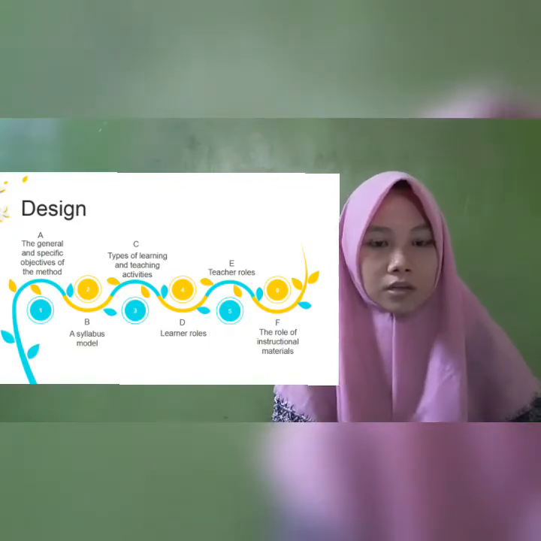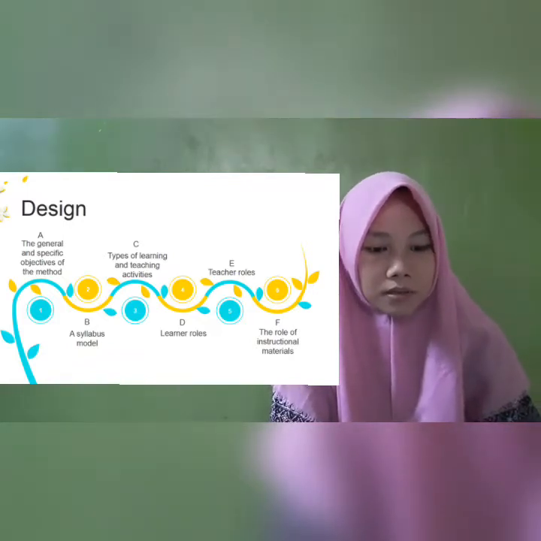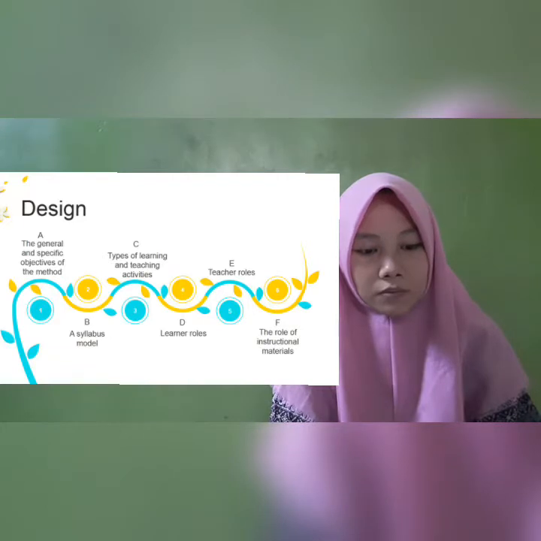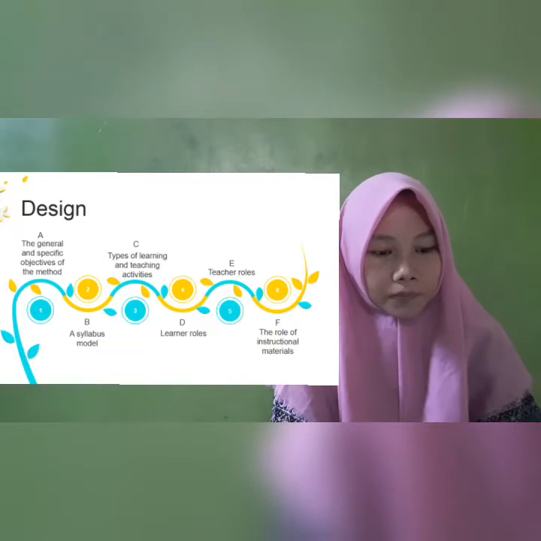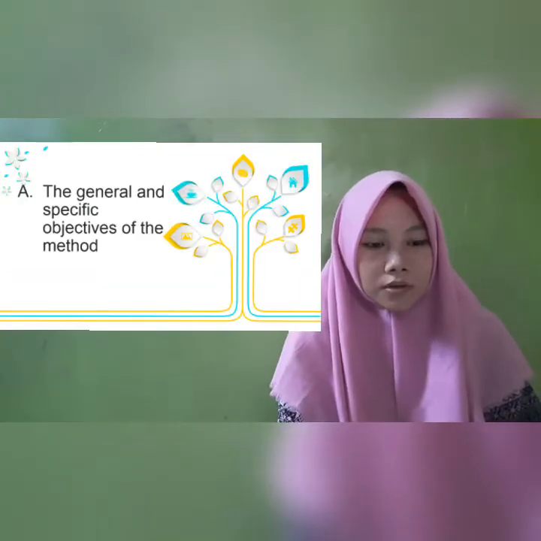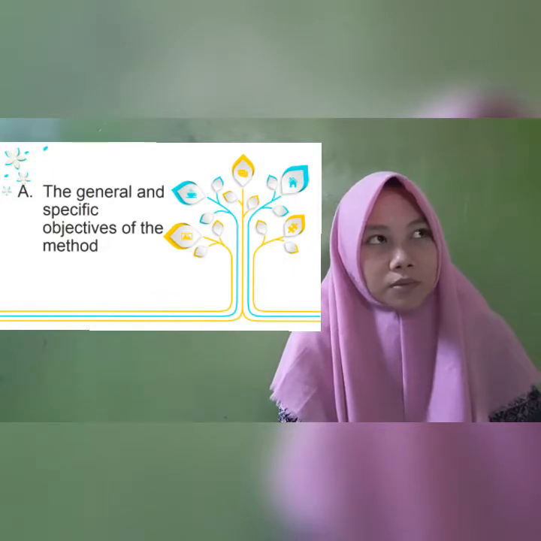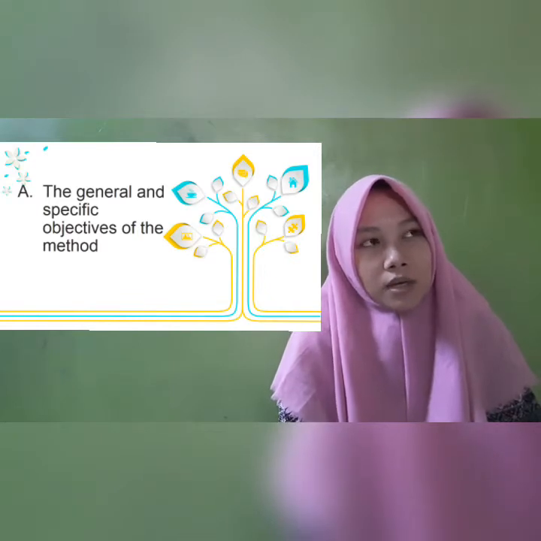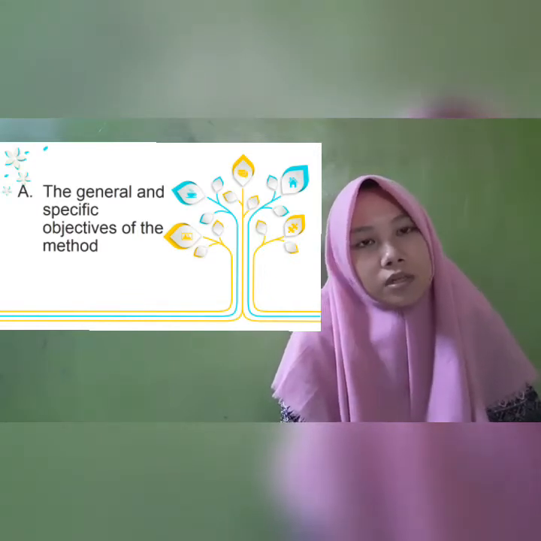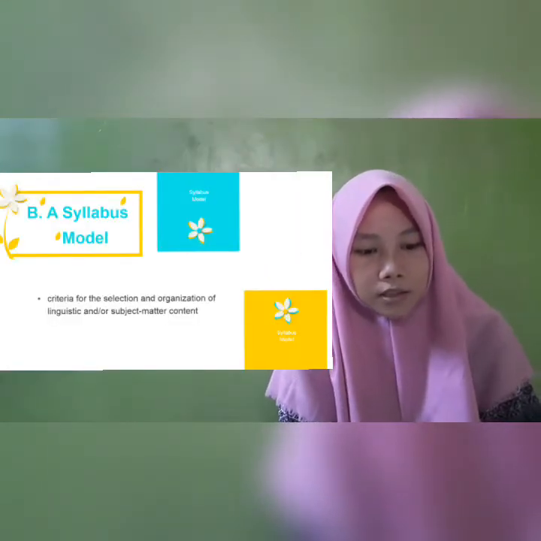The term design deals with the general and specific objectives of the method, and then a syllabus model, and then types of learning and teaching activities, learner roles, and then teacher roles, and the role of instructional materials. The first is the general and specific objectives of the method. Okay, so objective, it must be the first one we have to set or we have to know in the method, because to make it easier to be achieved, you have to know first the general and specific objective of that method. The second is a syllabus model.